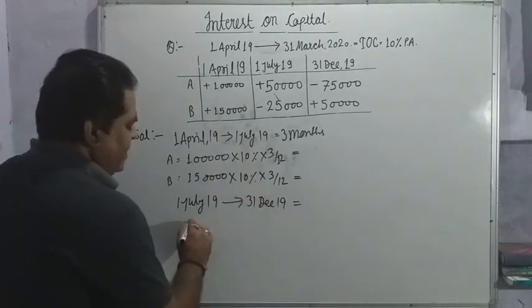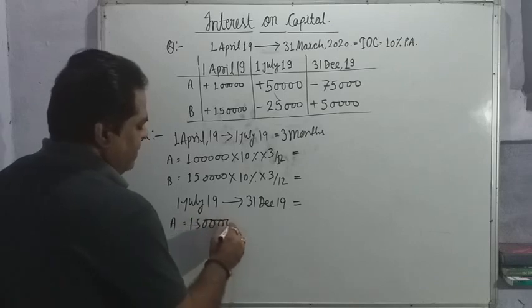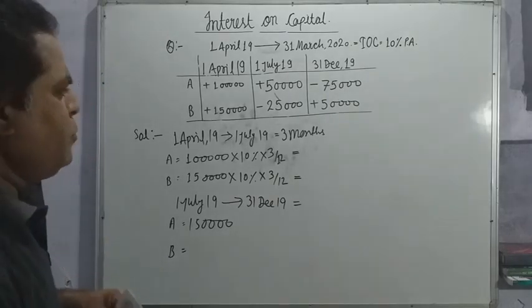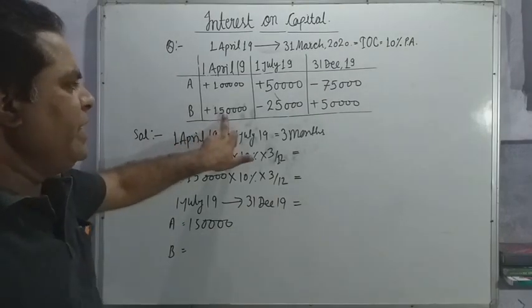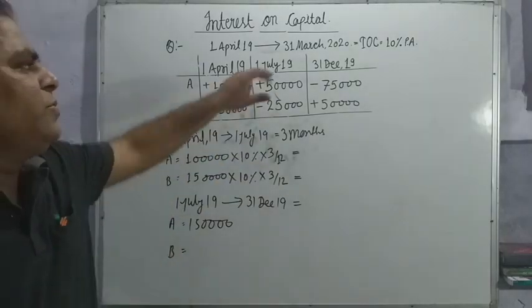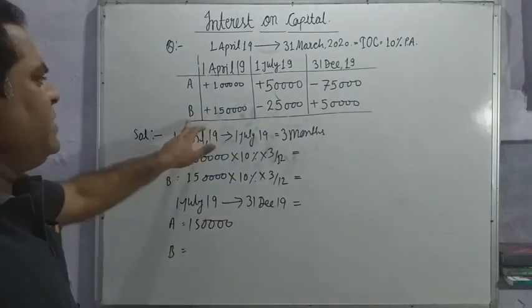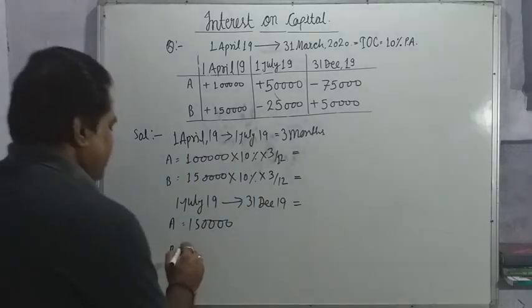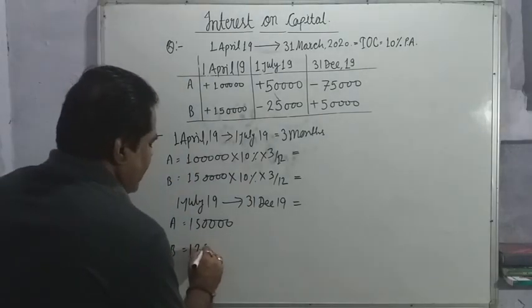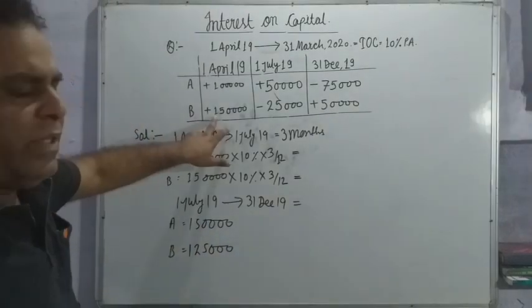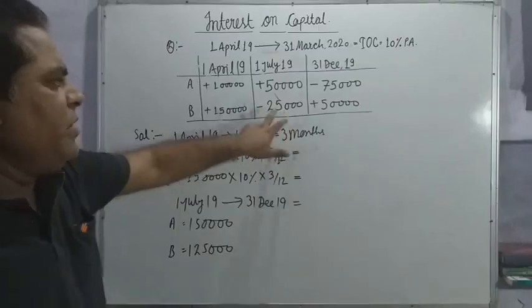So now A's capital is 1,50,000. Same way for B also. B contributed 1,50,000 initially at the beginning, but after that he is withdrawing 25,000 from 1st July. So B's capital is going to reduce by 25,000. How? B's new capital is rupees 1,25,000, because it started with 150 and after that 25 was withdrawn.